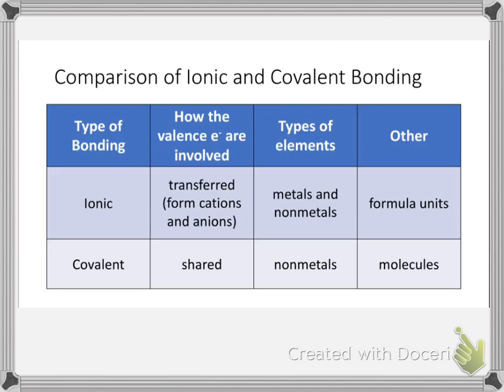So let's compare these two types of bonding, and we're going to look at them in more detail and predict some things about them. I always appreciate a table like this because I like to see how things compare and contrast. So we have the type of bonding as ionic and covalent. And I mentioned in the previous slide that it's valence electrons. And so in ionic bonding, the valence electrons are going to be transferred. That is going to be where they lose and gain electrons.